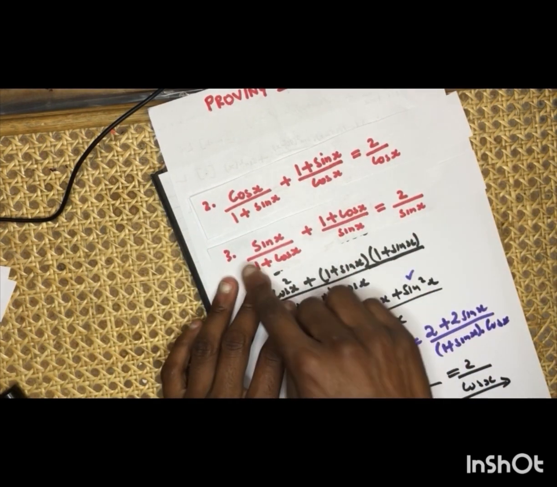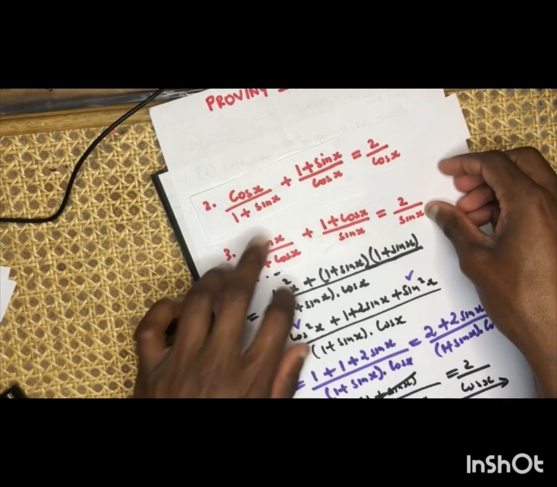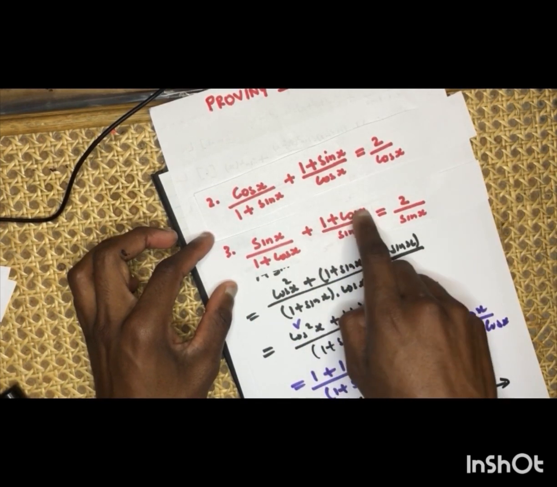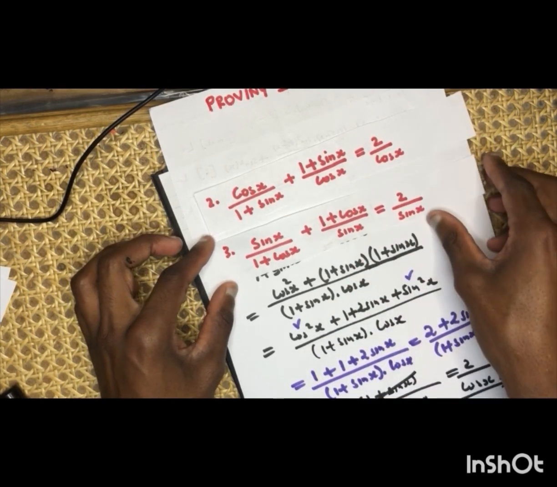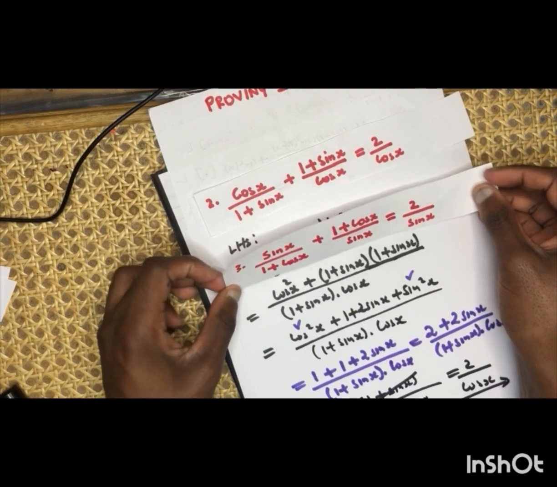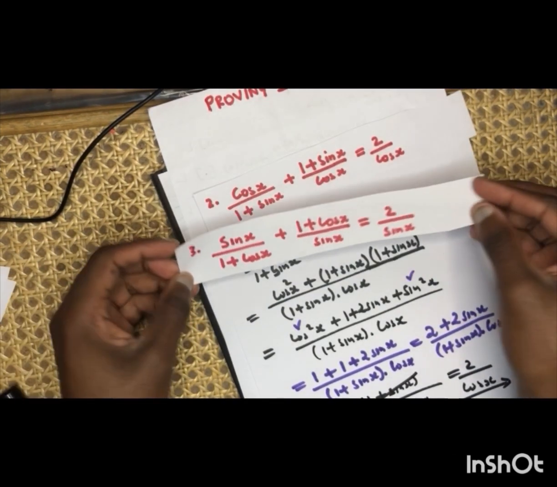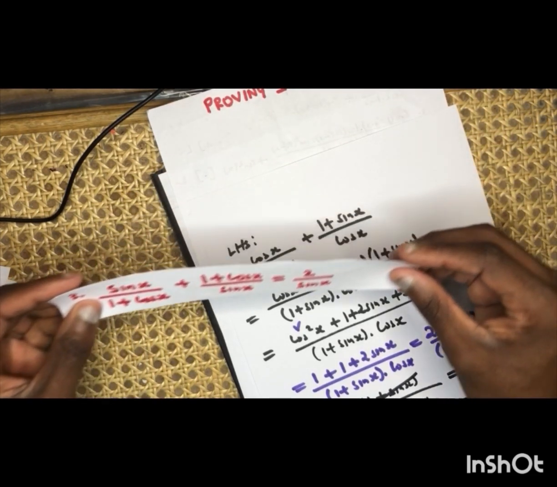You can attempt question number 3, which is sin x over 1 plus cos x plus 1 plus cos x over sin x equals 2 over sin x. So same approach. You can do this. It's easy. You can do this. So let's skip number 3 and do number 4.